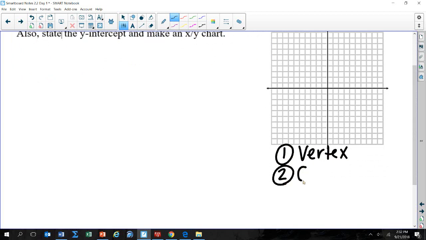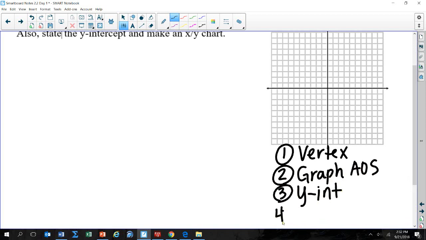I then graph the axis of symmetry. The third thing I do is I find the y-intercept. And then the last thing I do is I mirror the y-intercept. Okay, that's the process we're going to go through.